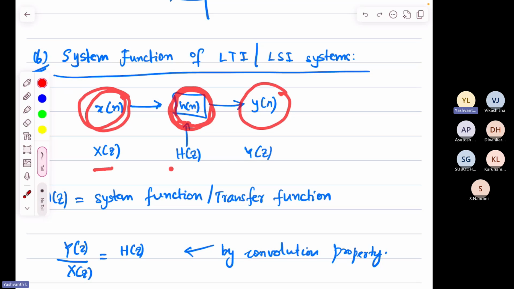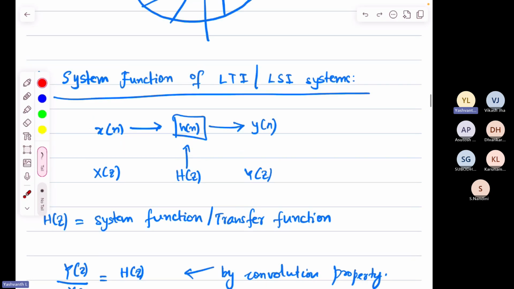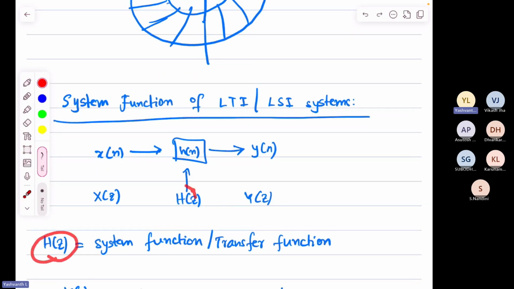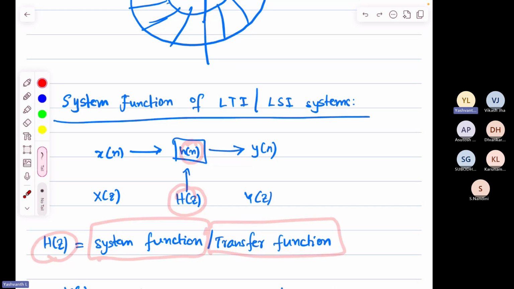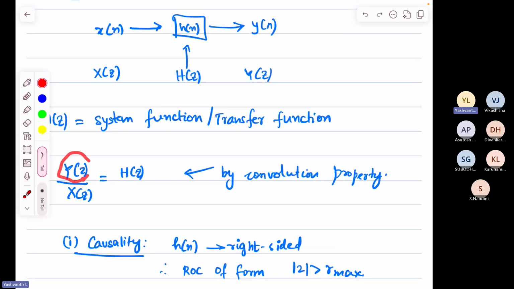then you can take the Z transform of all these three sequences separately, call it X of z, H of z, and Y of z. Then H of z, which is the Z transform of your impulse response, is called the system function or the transfer function of your system. How is it computed? You take the output Z transform divided by input Z transform, and that is your H of z.